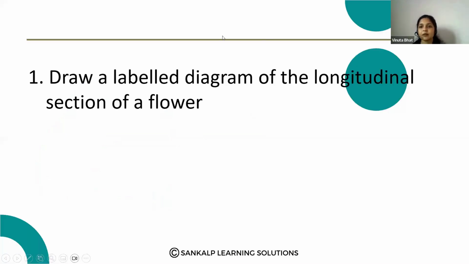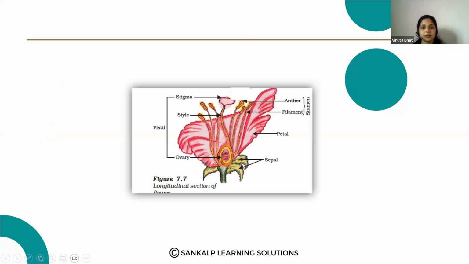Draw a labeled diagram of longitudinal section of a flower. So this is the 2 mark question. How should you draw the flower diagram? As given in your NCERT textbook. You should draw the diagram and mention the parts like anther, filament, petals, sepals, the ovary, then style, stigma, pistil. All these things you have to mention in your drawing.